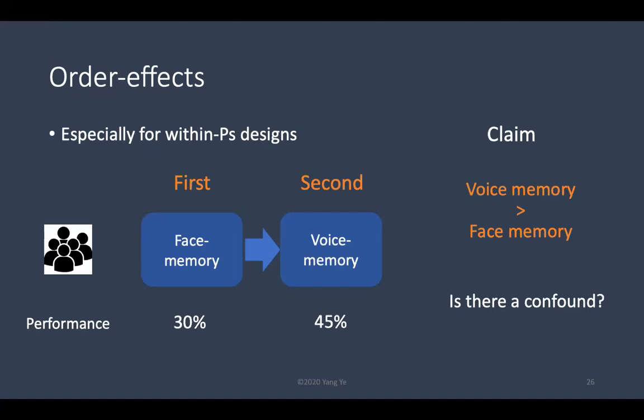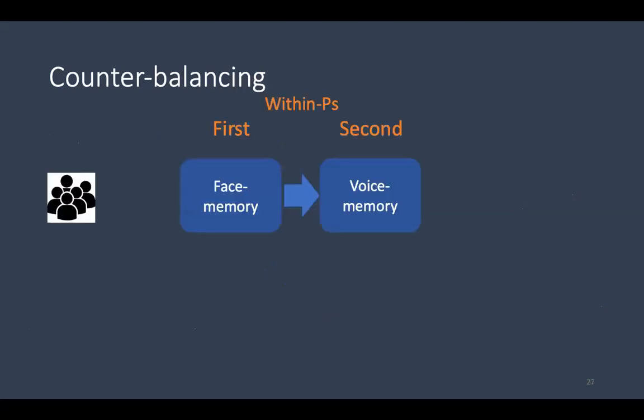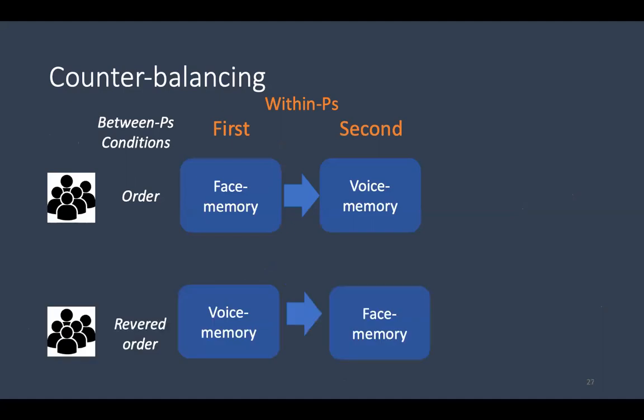So this kind of order effect is also a carryover effect from one condition to another. This is the biggest threat about within subject designs. So this is usually dealt with some kind of counterbalancing. So you have between subject conditions where you have a reversed order, so that the effect of order can be taken into account. In this case, it's counterbalancing, so they can cancel each other out.